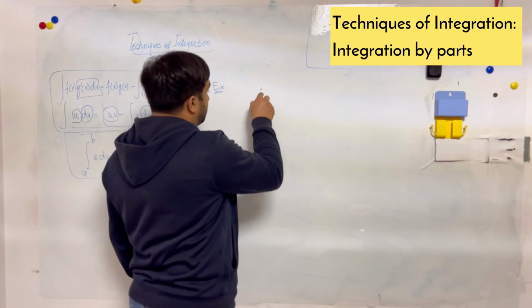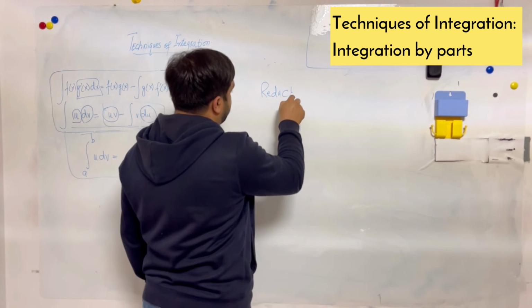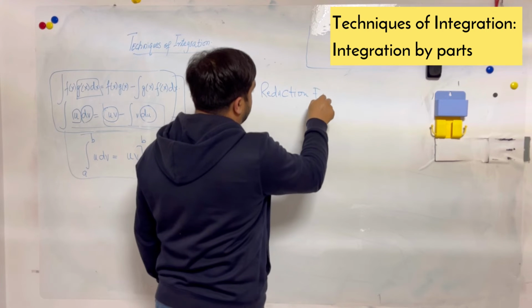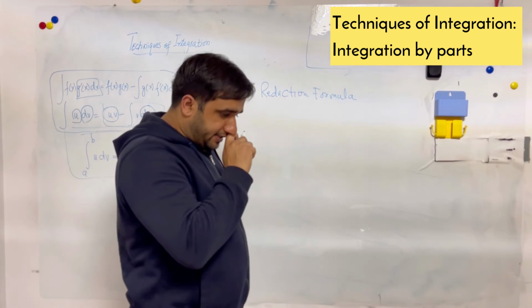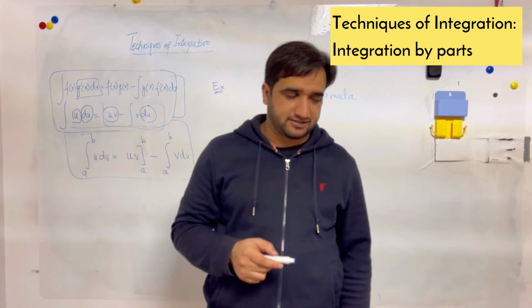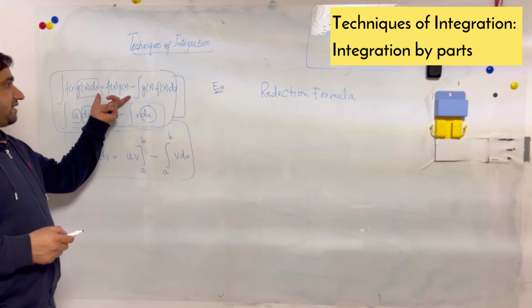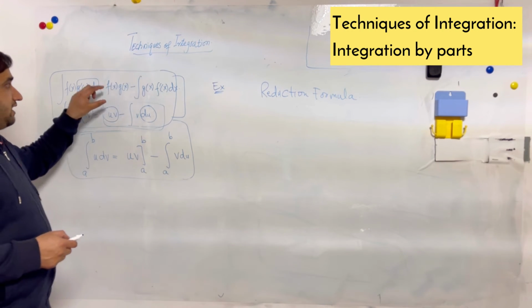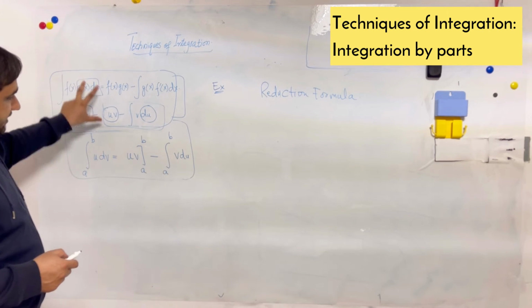We have a formula which is called reduction formula. We already have a simple way to solve the integral. Then we have solved the integral using the substitution rule, and now we already know how to solve the integral by using the product rule. And in the product rule, we know how to solve indefinite integral and how to solve the definite integral.